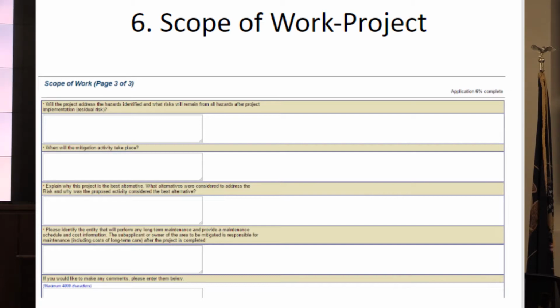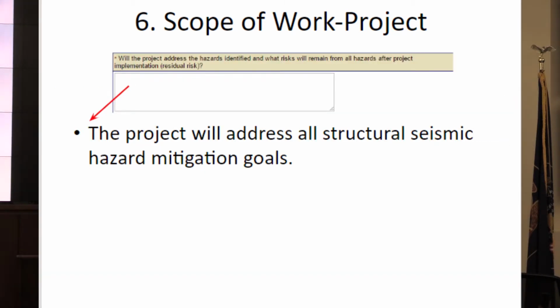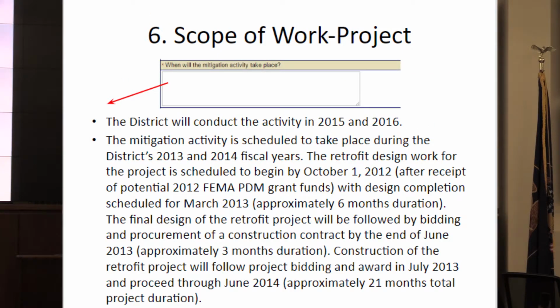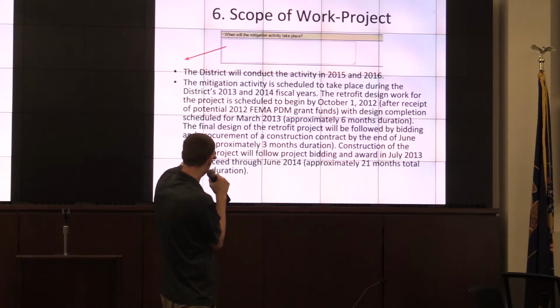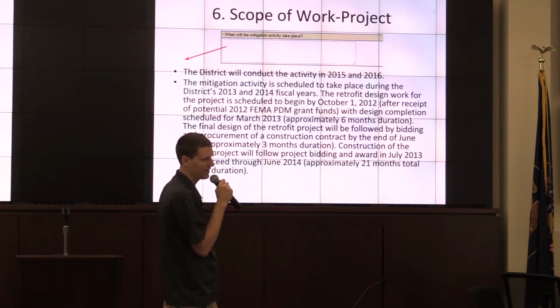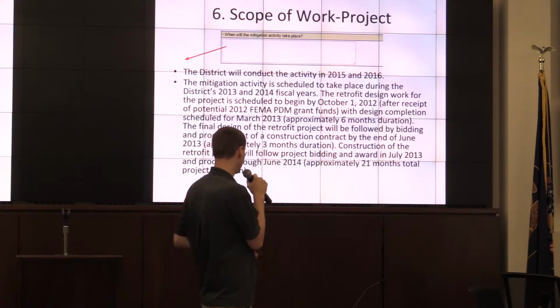Will the project address the hazards identified? When will the mitigation activity take place? And like Jana said, do not list dates, because you don't know when your project will be awarded, and you don't want to be held to that. You can list months. It'll take 24 months, it'll take this long. Don't list scheduled for March 2013, things like that. That's caused problems. So please don't do that.